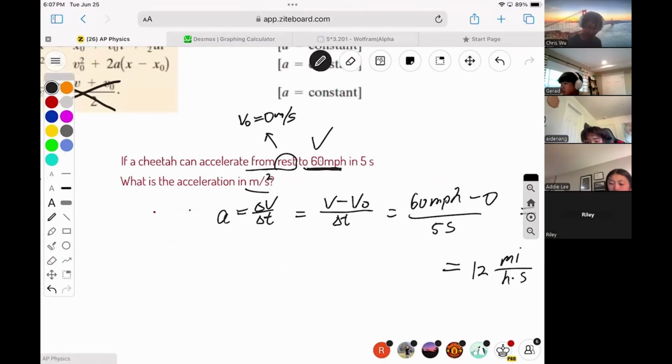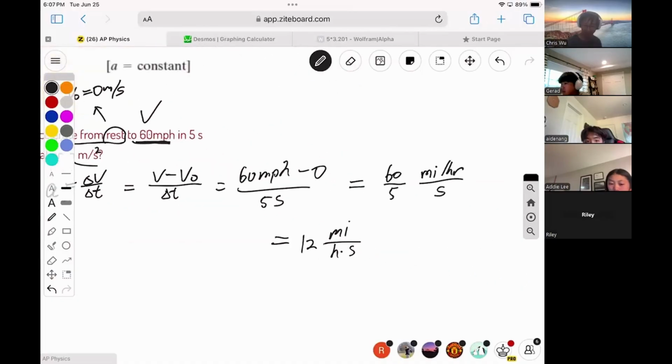Oh, sorry, this is my bad. This is the wrong unit. This should be meters per second squared. Why is that? Because this one I need to convert in seconds, and miles I need to convert to meters. I'm going to multiply 1609 meters on top, and then 1 mile on bottom, and then again 1 hour on top, 3600 seconds on the bottom. So miles cancels out, hour cancels out. I get meters per second squared.